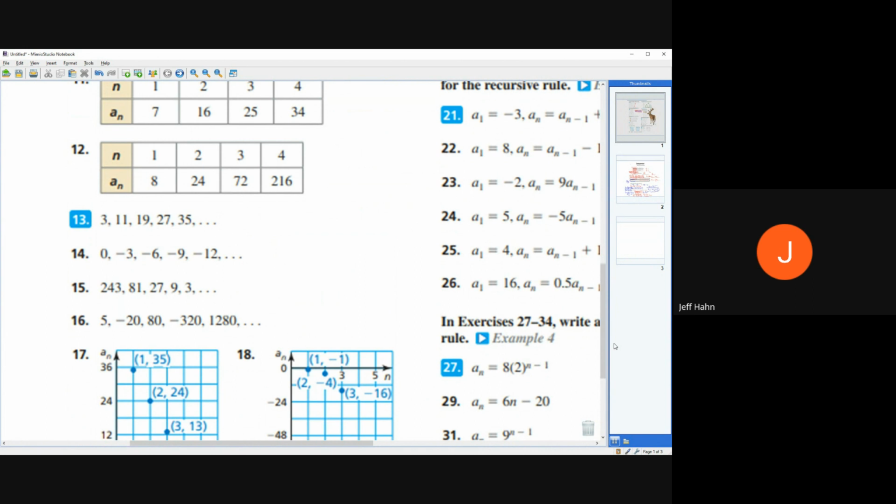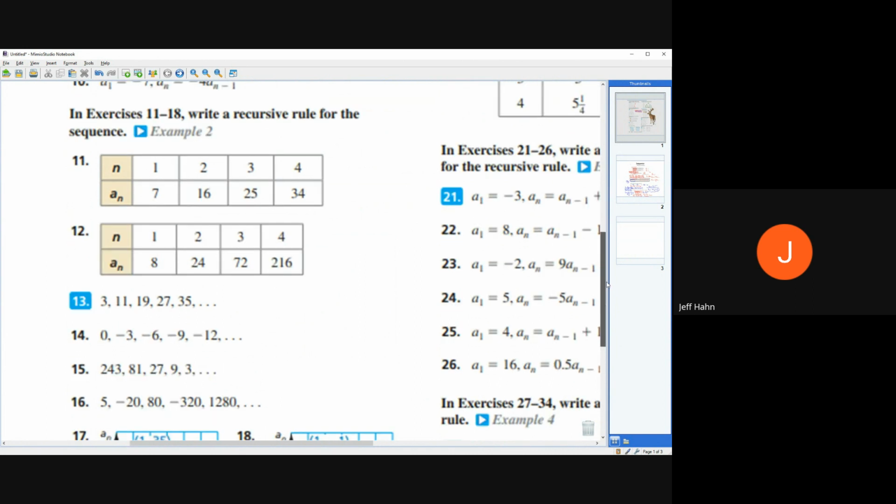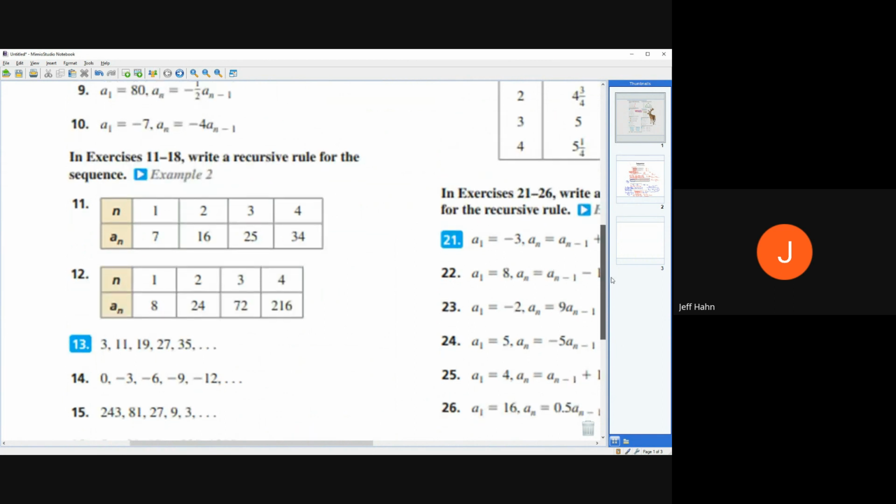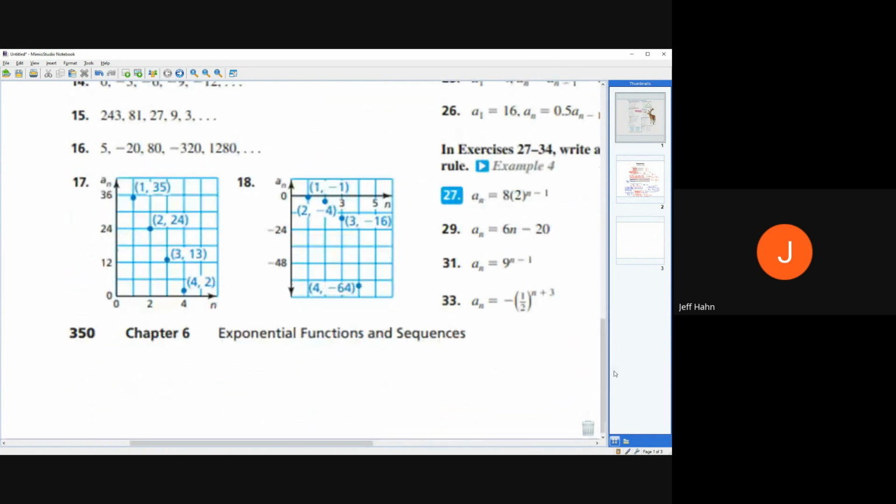I knew you'd pick that one. Actually, I didn't know you'd pick that one. Let's see what the directions say. Write a recursive rule. So, thought process on 18. What would you do first? What should we do on 18 first?